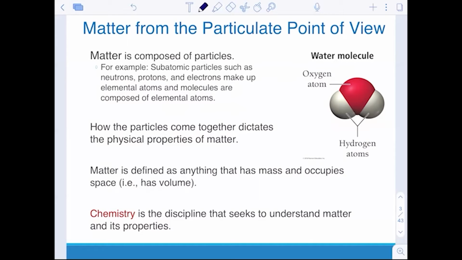I like this statement though right here. How the particles come together dictates the physical properties of matter. We'll try to relate all of these things to things that we see in the observable world. Sometimes we might not be able to get that far, but we can at least see some sort of experiments that help us dive into matter. There's our definition that we talked about. Matter is anything that has mass and occupies space. So it has a mass and it has a volume.